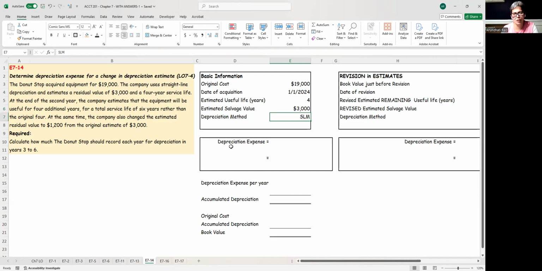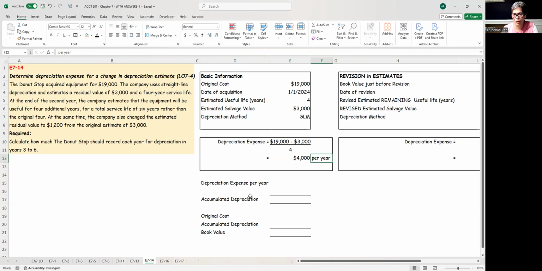So let's first calculate the depreciation expense for the first 2 years. They've asked us for years 3 to 6, but let's start out with years 1 and 2. Depreciation expense in the straight line method is calculated as the original cost minus salvage value divided by life. So let's write that down. We have 19,000 minus 3,000 divided by 4 years. That gives us depreciation expense at $4,000 per year.